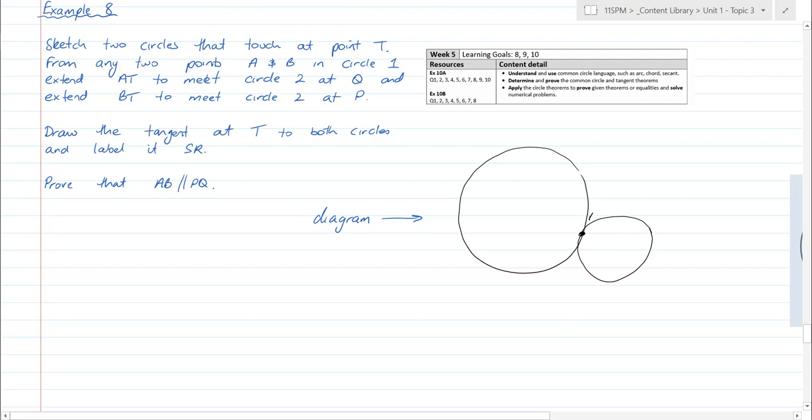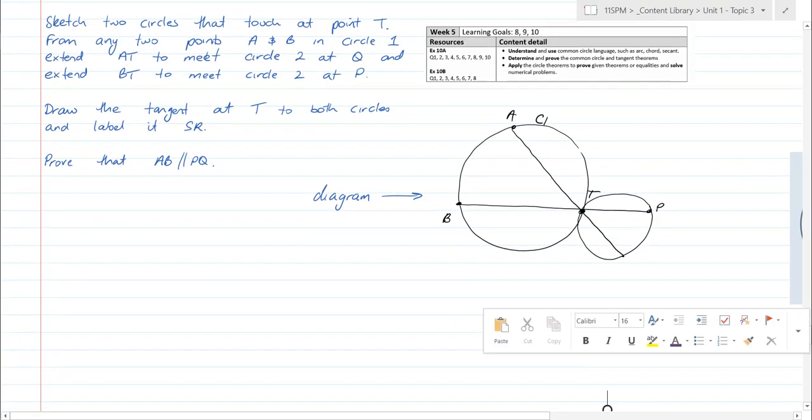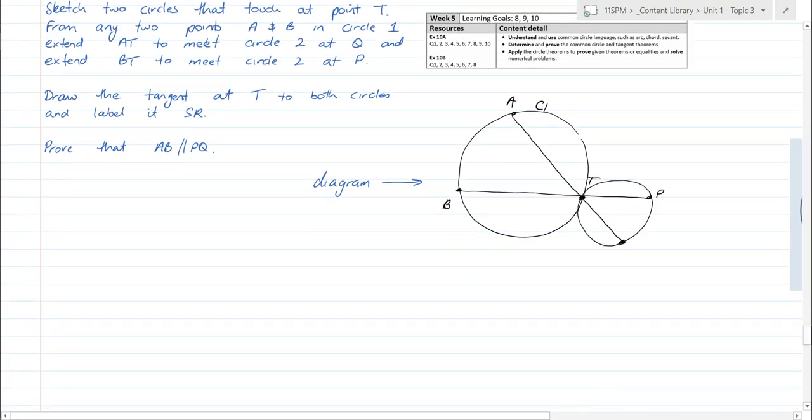Okay, so there's point T. And in circle 1, so I'll call this one C1, I'll have A and B there and there. That makes sense to me. And I'll extend BT through circle 2, and BT meets circle 2 at P. And I'll extend A through T to circle 2, and that meets at Q.